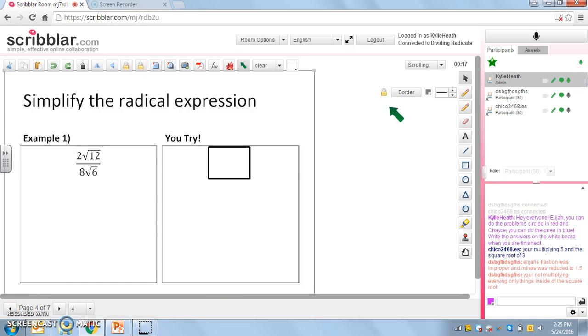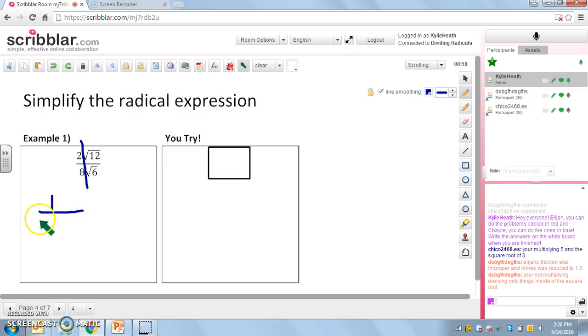Okay, so we are going to look at an example of how to simplify this radical. So the first thing that you need to do, just like multiplication, is separate this into 2 individual problems almost. And we are going to take a look at the numbers on the outside of your radical. So we have 2 over 8. So 2 over 8, when you reduce that, becomes 1 over 4.